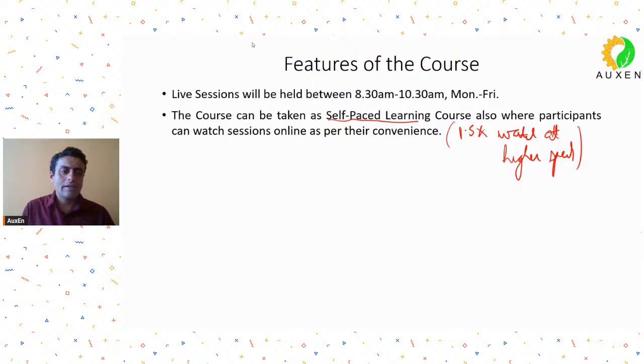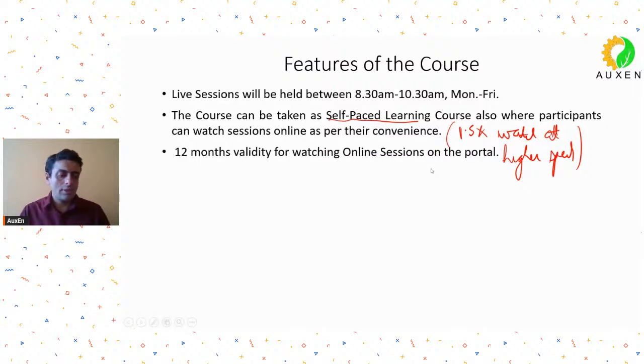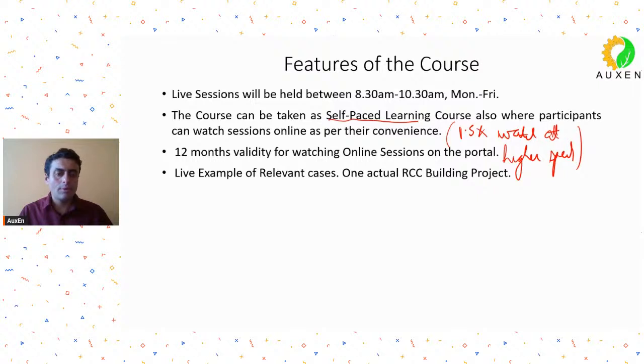So I think it's a great way to save time by watching the sessions at higher speed, 1.5x or 2x, which you can do when you are watching the recorded sessions. Anyway, the sessions will be valid for 1 year from the time the course ends. So whenever the course ends, 1 year from that, they will be available for you to watch at your own convenience for 1 full year.